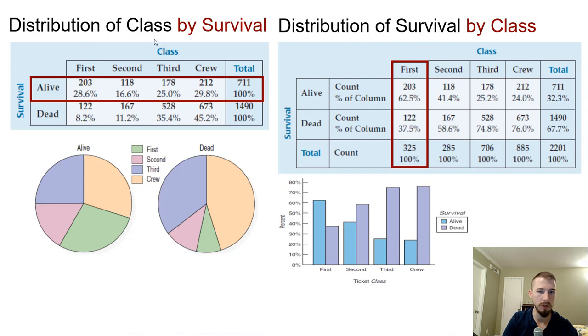So this is distribution of class by survival, and distribution of survival by class. They switch because on this one, we're distributing the class by whether or not you survive. So if you survive, what was the distribution of your classes? And then this is the distribution of survival by the class. So if you were in first class, 100%, what's the percent of your survival? These are what we call survival rates. These are the death rates, which is really morbid.